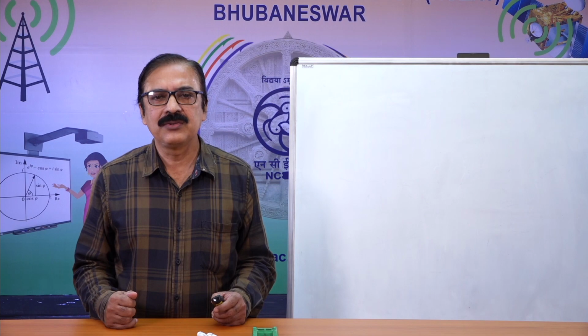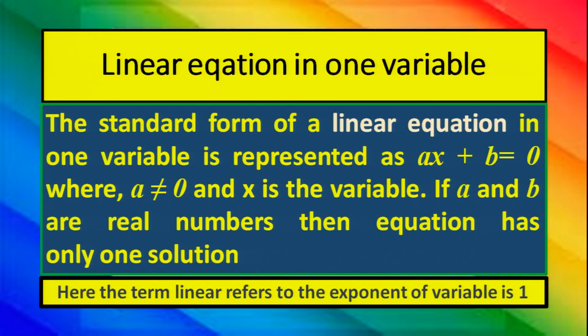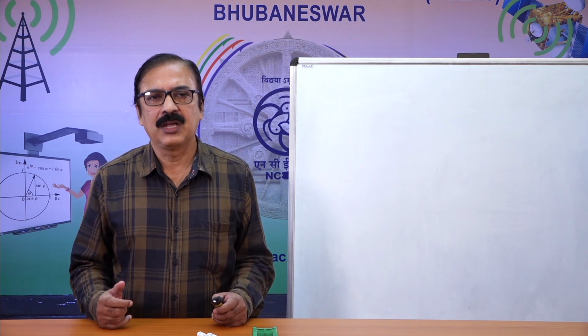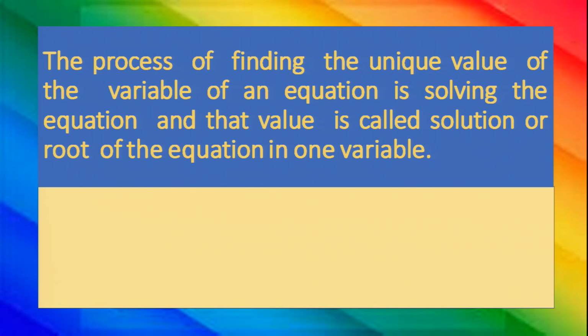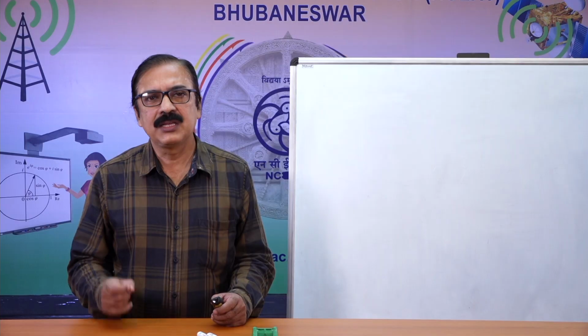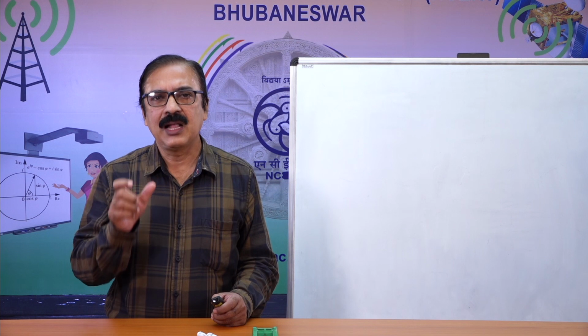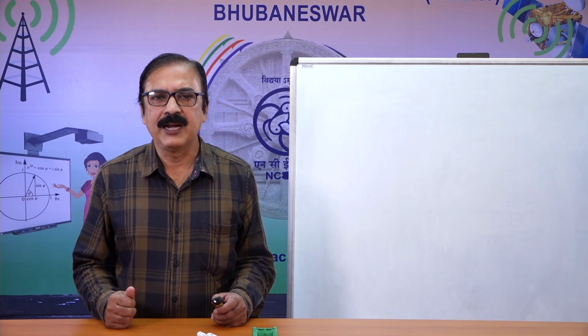Then the equation has only one solution. Then what is the solution? The solution is x is equal to minus b by a, as the term linear refers to the exponent of the variable being 1. Okay. Now let's consider what is the solution. The process of finding this unique value. Unique value means it is the only value for which the algebraic statement is satisfied.